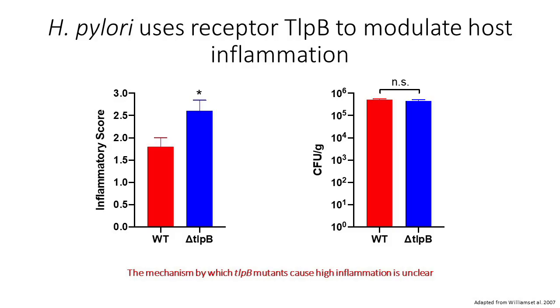So we saw that if you knock out this gene in H. pylori called tlpB, which encodes for something called a chemoreceptor, these mutants cause higher levels of inflammation compared to the wild type. And this is independent of the total number of bacteria that are colonizing the stomach. The mechanism by which these tlpB mutants cause higher inflammation is unclear.